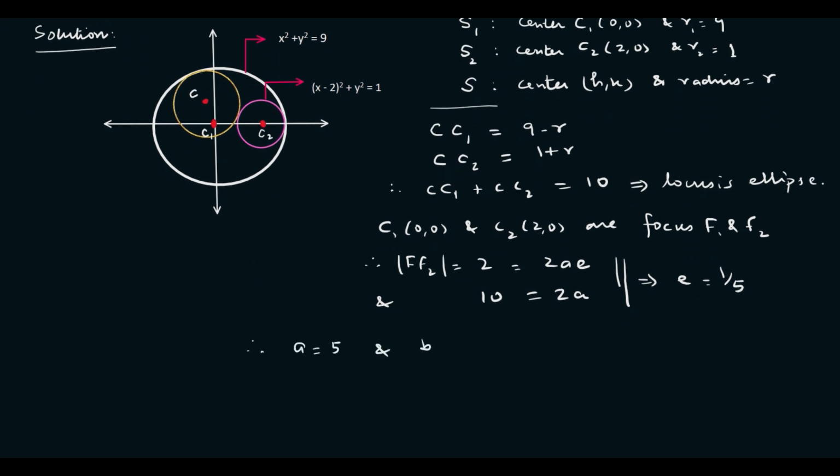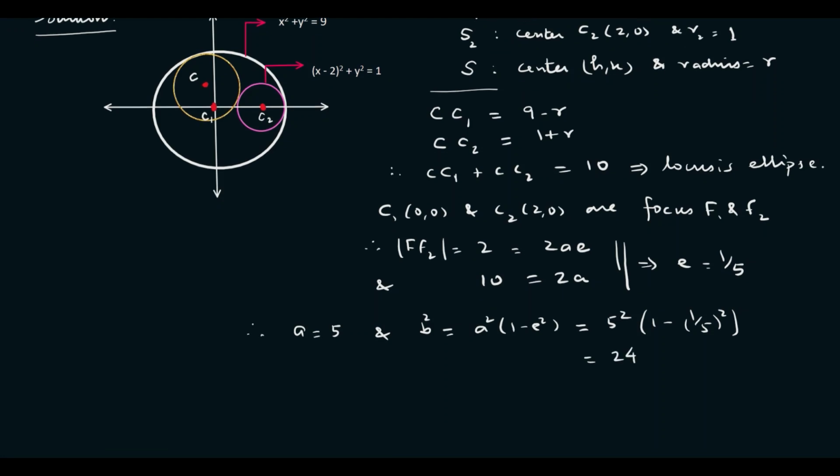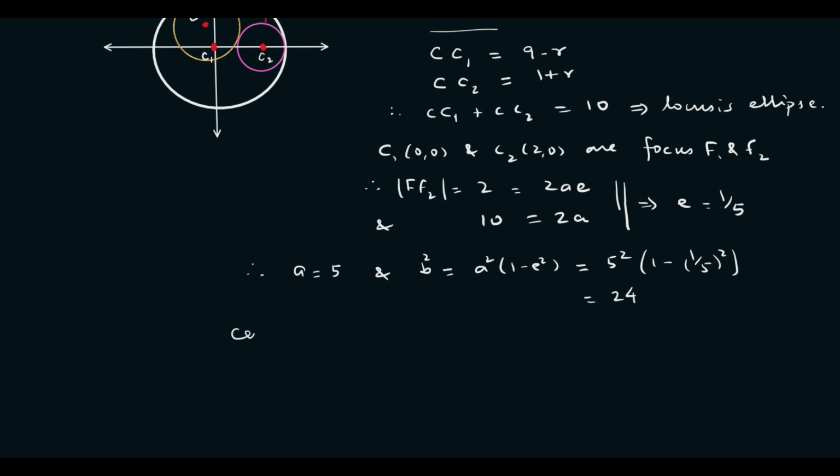So you got A as 5, E as 1 by 5, and B can therefore be found as B square is equal to A square into 1 minus E square. So we get 5 square times 1 minus 1 by 5 whole square. That gets you the value 24. So B square is 24, and A is 5, so A square is 25. Now the center of the ellipse we can find by taking the midpoint of the two foci. The foci are (0, 0) and (2, 0). So the center is going to be (1, 0), the midpoint of these two.